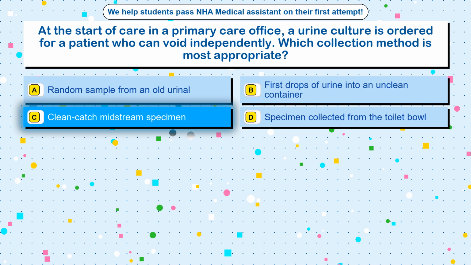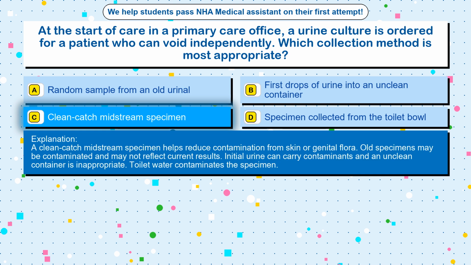Clean catch midstream specimen. A clean catch midstream specimen helps reduce contamination from skin or genital flora. Old specimens may be contaminated and may not reflect current results. Initial urine can carry contaminants and an unclean container is inappropriate. Toilet water contaminates the specimen.